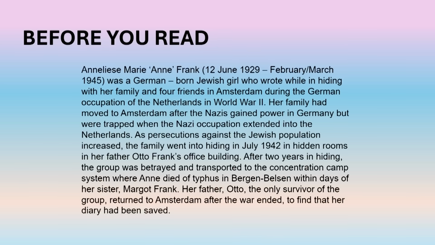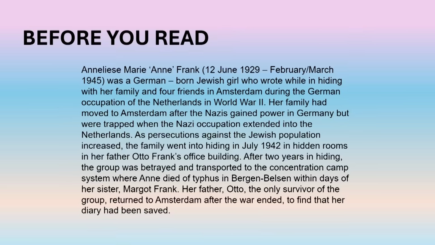Anneliese Marie Anne Frank was a German-born Jewish girl who wrote while in hiding with her family and four friends in Amsterdam during the German occupation of the Netherlands in World War II. Her family had moved to Amsterdam after the Nazis gained power in Germany, but were trapped when the Nazi occupation extended into the Netherlands. As persecutions against the Jewish population increased, the family went into hiding in July 1942 in hidden rooms in her father Otto Frank's office building.